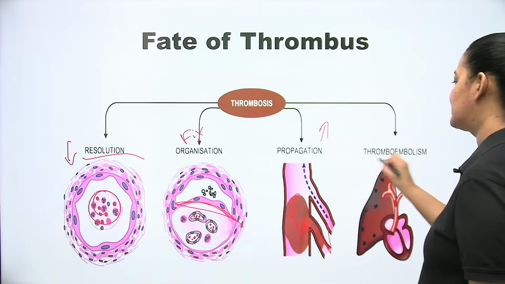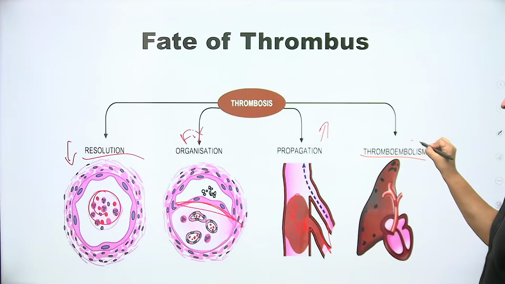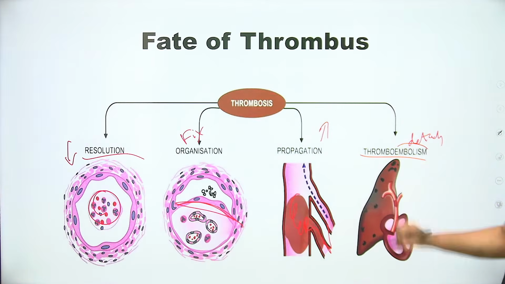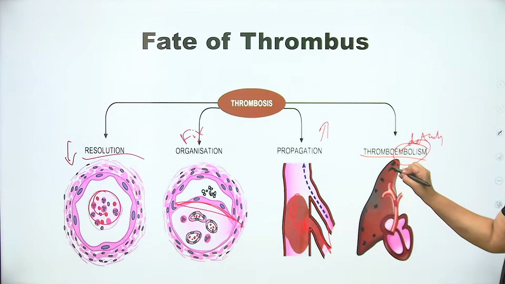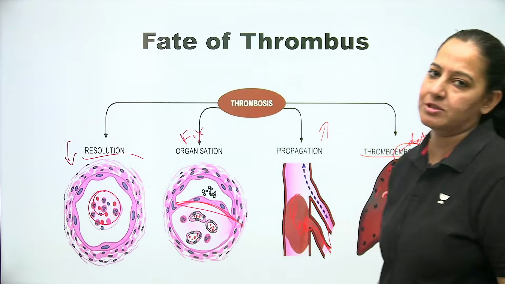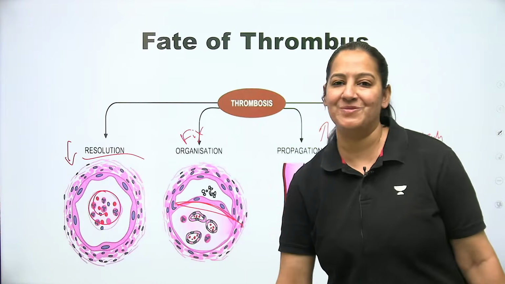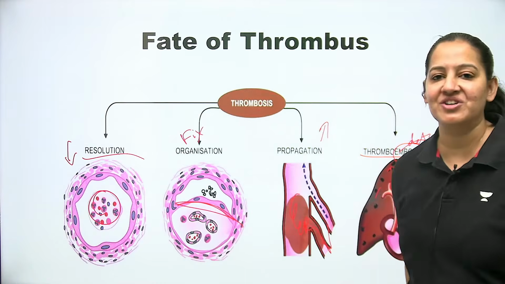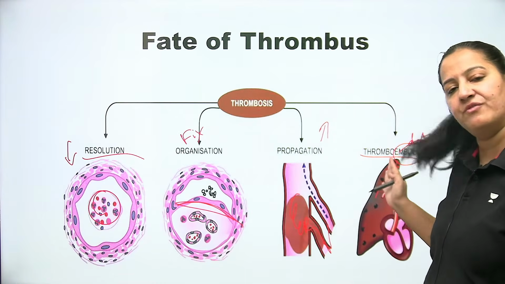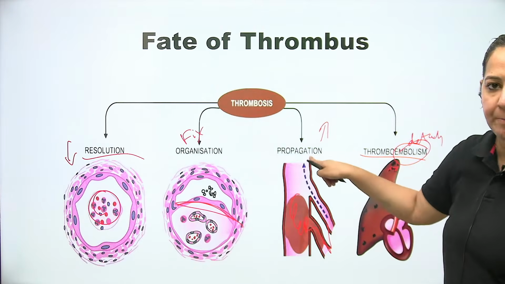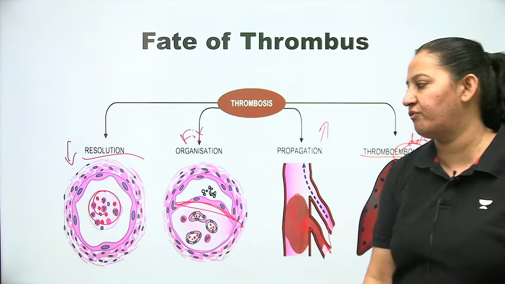And last, it detaches. It will detach from its site, break off, and flow freely. That is, an embolus is formed. It is converted into an embolus. Multiple emboli are there. So four possibilities. It decreases in size: resolution. It fixes in size: organization. It increases in size: propagation. And it detaches from the site: embolism. So resolution, organization, propagation and embolism. These are the four possibilities.